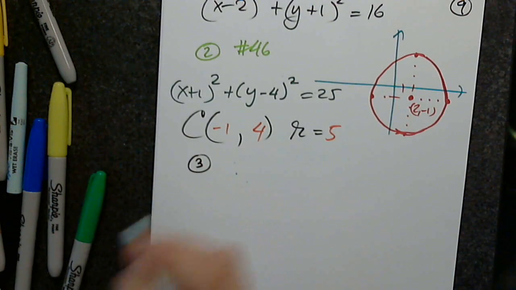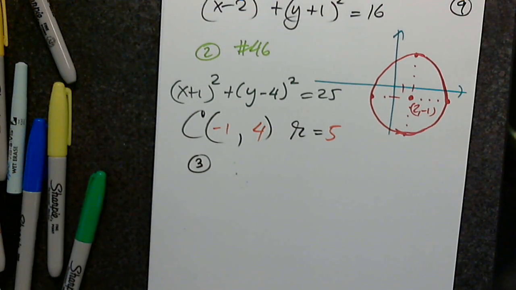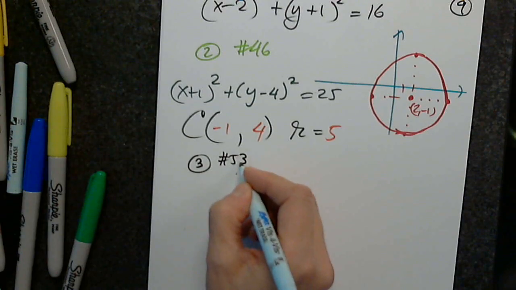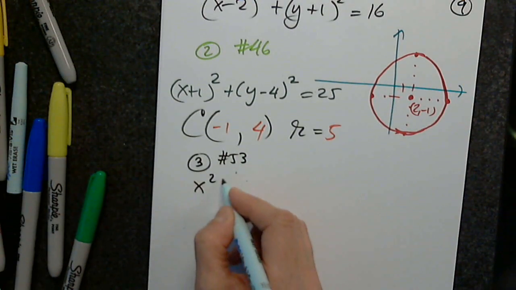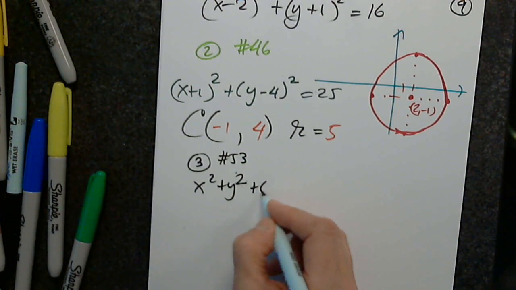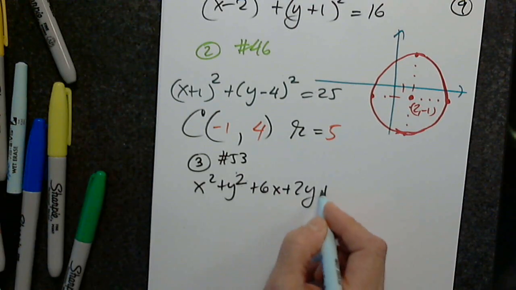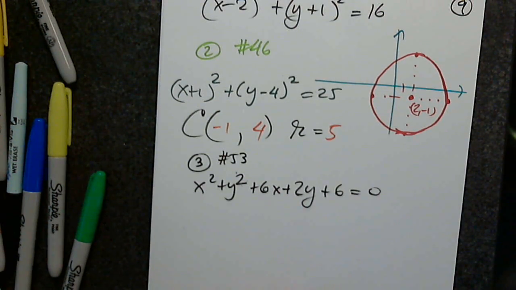Okay, last type of problem. Let's say 53. x squared plus y squared plus 6x plus 2y plus 6 equals 0.